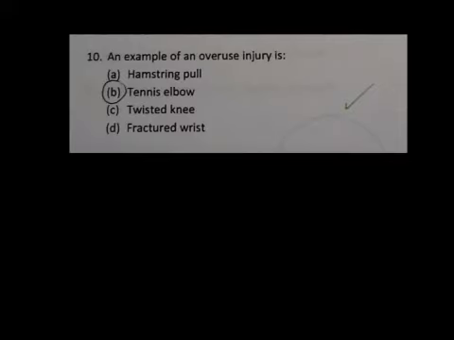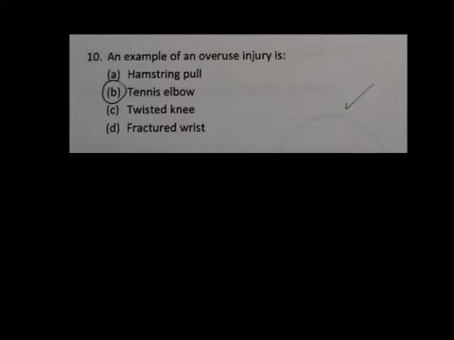Here's that overuse injury coming up again. As mentioned earlier, an overuse injury is an injury that occurs over a long period of time as a result of repetitive actions. So if we look at that list there, hamstring pull could be caused, for example, stretching for a ball in football. That's a sudden injury. It happens straight away, it's immediate.